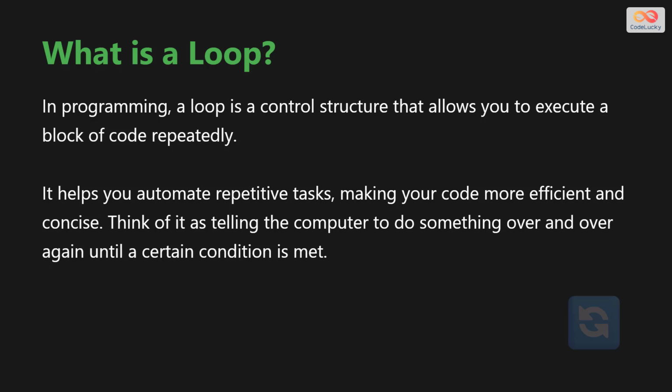So, what exactly is a loop? Imagine you have a list of tasks you need to do, like sending an email to every person on a list. Instead of writing the code to send an email for each person one by one, a loop lets you write that code just once and have it run for every single person automatically. It's a fundamental concept for writing clean and efficient code.